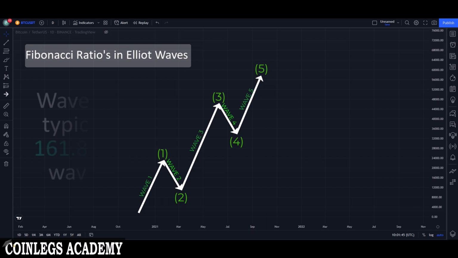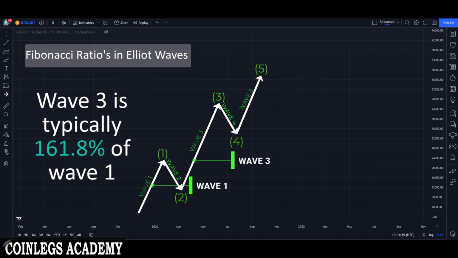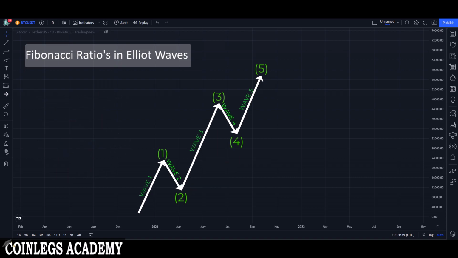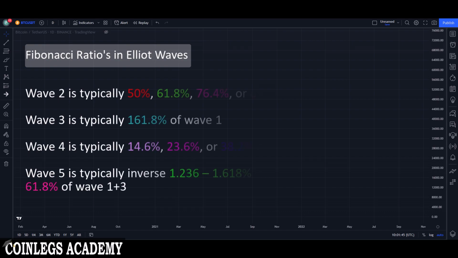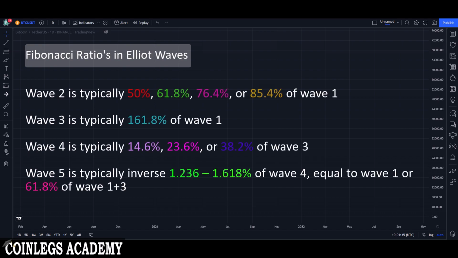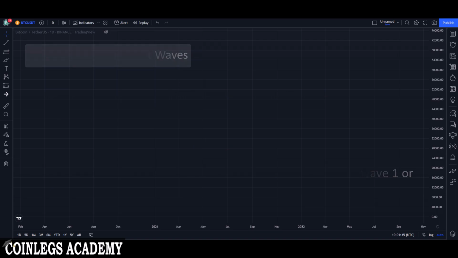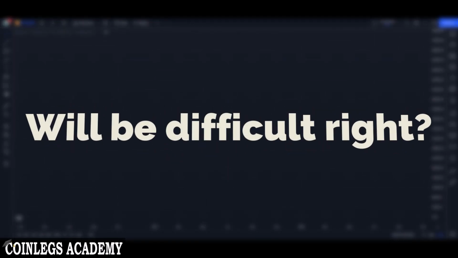For example, in an impulsive wave, Wave 3 is typically 161.8% of Wave 1. Wave 2 is typically 50%, 61.8%, 76.4%, or 85.4% of Wave 1. You can see the rest of the information here. And traders can thus use this information above to determine the point of entry and profit target when entering into a trade. But calculating all these ratios will be difficult, right?